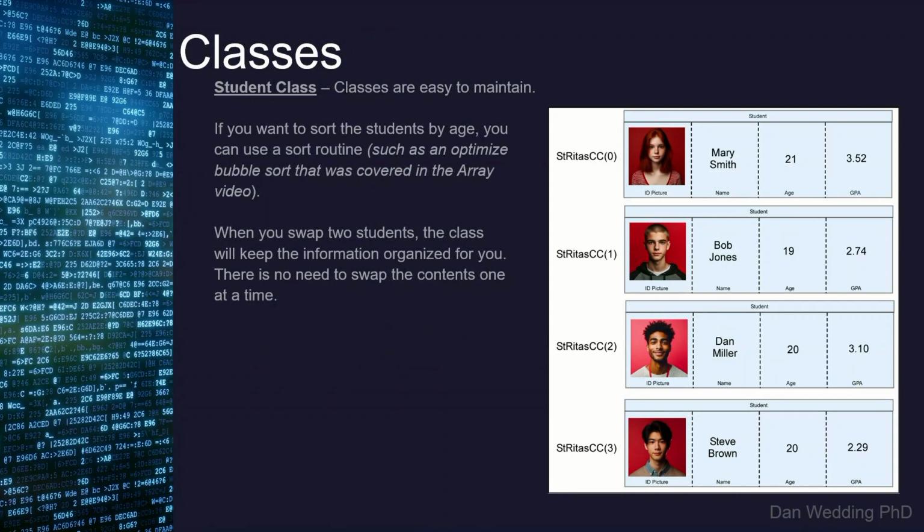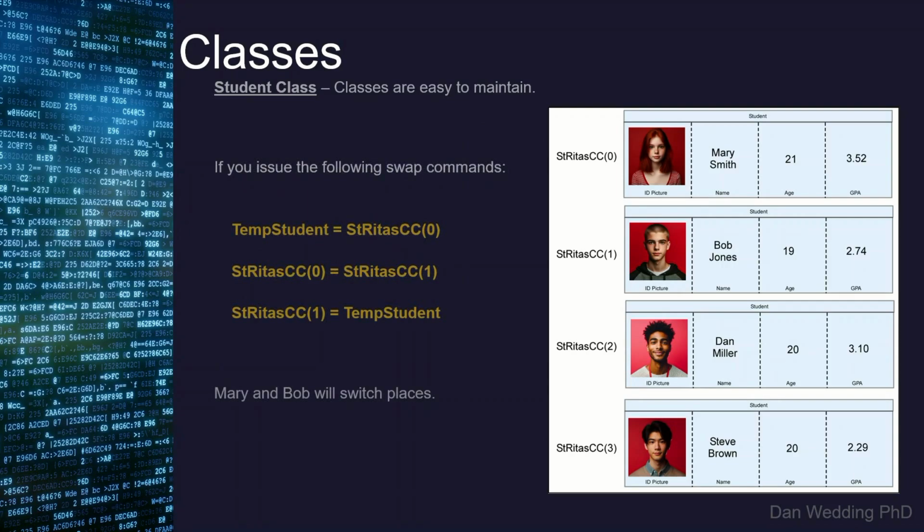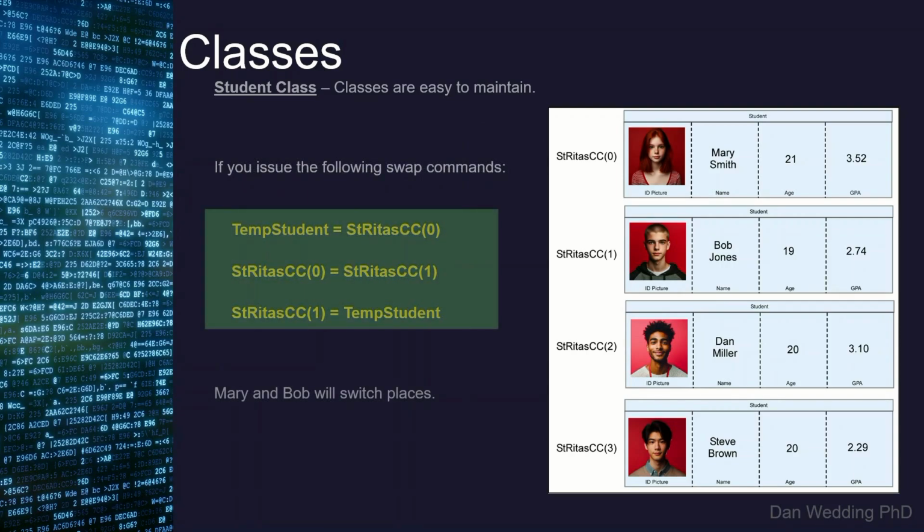Classes are easy to maintain. If you want to sort the students by age, you can use a sort routine. When you swap 2 students, the class will keep the information organized for you. There's no need to swap the contents one at a time. If you issue the following swap commands, Mary and Bob will switch places.